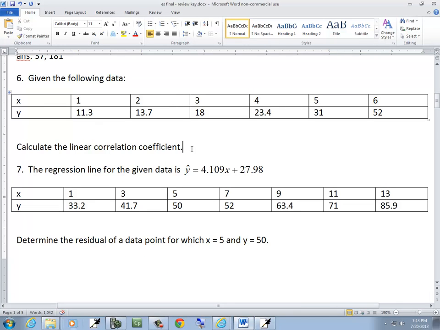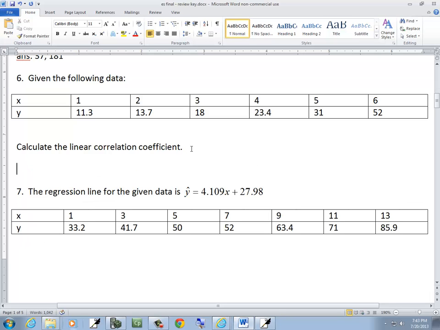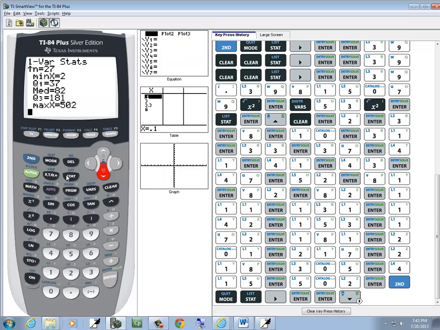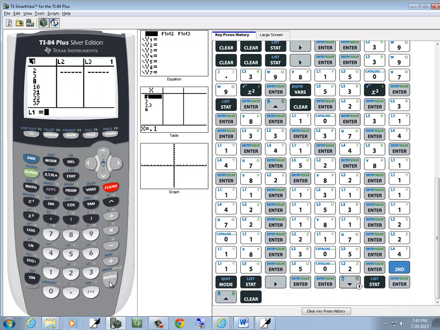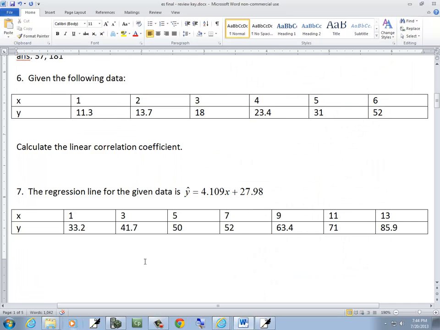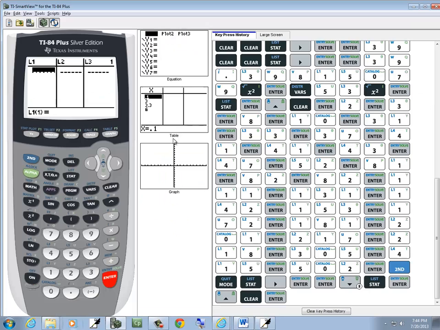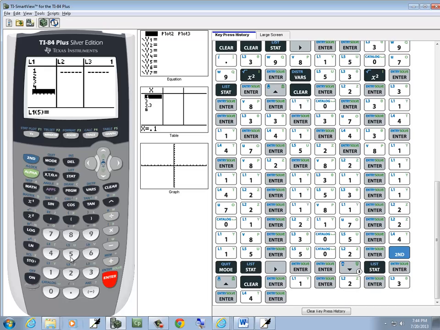Okay. In our sixth problem, we want to find a linear correlation coefficient. We want to find R. Well, let's go enter our data in first. I'll press Stat, enter on Edit. I'm going to up arrow to L1 and press Clear, enter. And I got 1, 2, 3, 4, 5, 6.